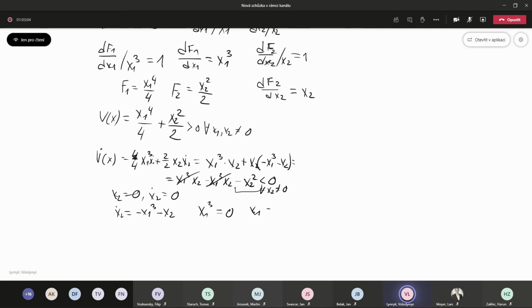And then x1 equal to 0. And now we prove the global asymptotical stability of the system via the LaSalle principle and via this special Lyapunov function. And now I can show you the MATLAB simulation, for example.